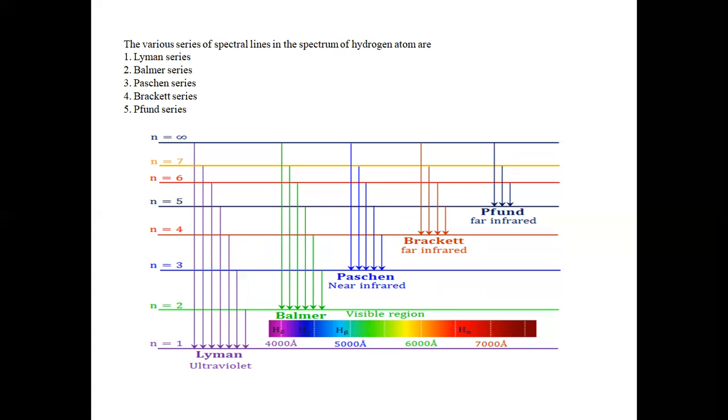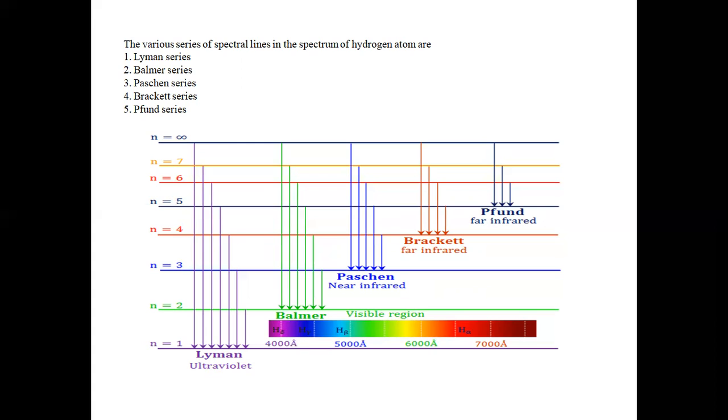Then we observe various series of spectral lines in the spectrum of the hydrogen atom, and they are the Lyman series, Balmer series, Paschen series, Brackett series and Pfund series. These are the five series of spectral lines which we observe in the spectrum of the hydrogen atom. Let us see them one by one and how they originate. First we'll see the Lyman series.